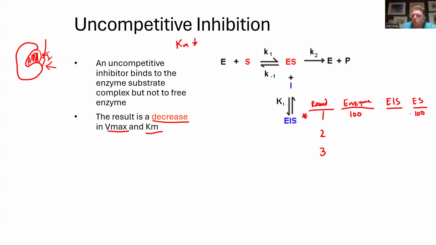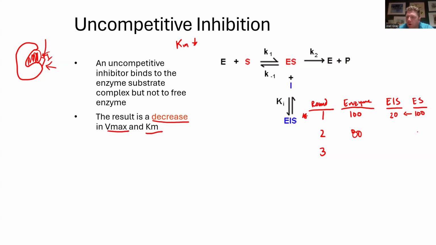Let's say 20 copies of this ES complex go on to bind the inhibitor. You end up with 20 of the EIS complexes. So what does that mean for the remaining 80 ES complexes? They go on to make 80 products and 80 copies of the free enzyme. So from round one to round two, what happened to your enzyme concentration? It went down.